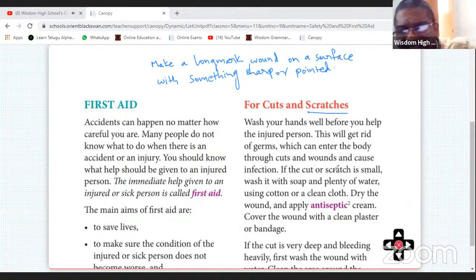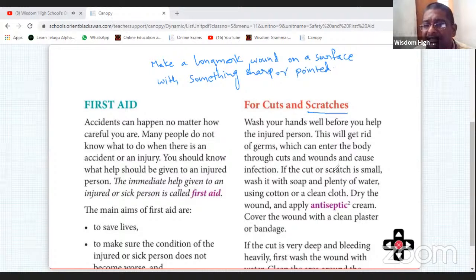Yesterday we discussed this. Children, concentrate here. For removing the germs, when you are going to give treatment, means first aid, to the injured person, first you wash your hands. After washing your hands, next what you have to do, dear children, concentrate here. When you wash your hands, that removes the germs, that gets rid of germs.